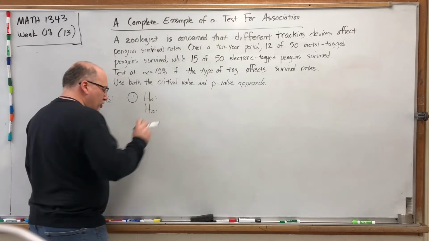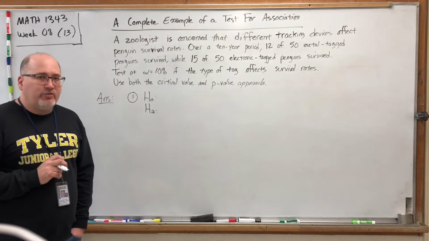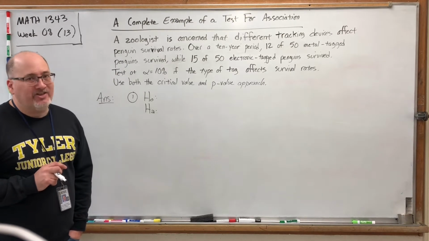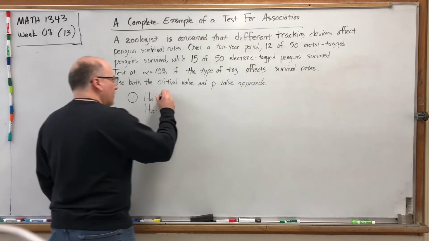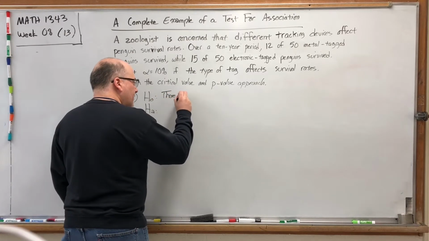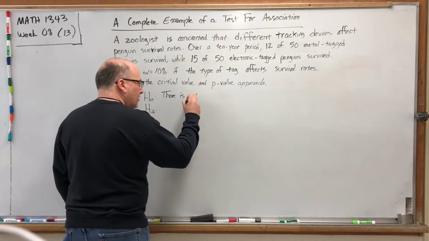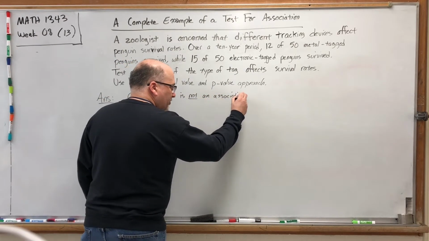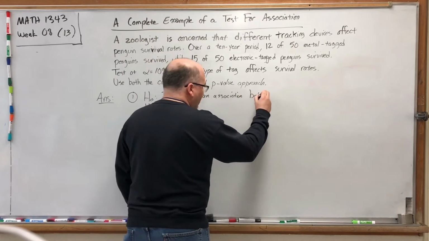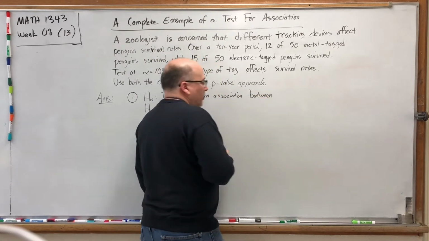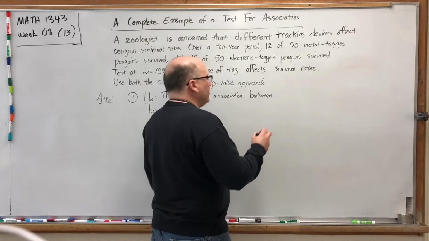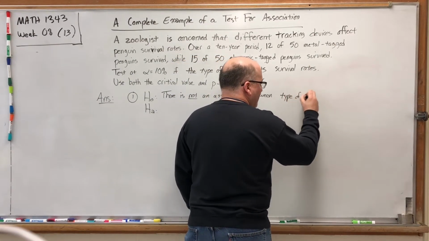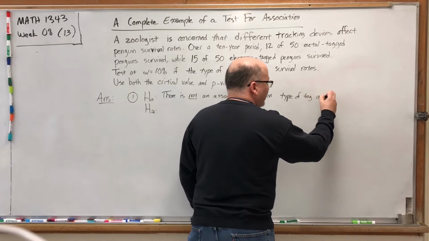But this is very predictable. For a test for association, the null hypothesis is always there is not an association between whatever two categories, two variables we're comparing, between type of tag and survival rate.